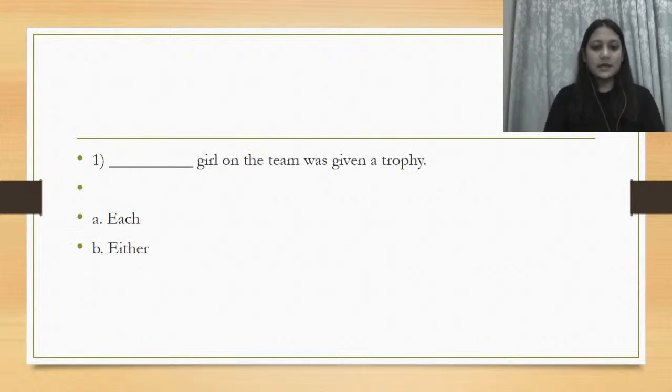Right? Next. Dash girl on the team was given a trophy. Okay, we have got the options here. It is each or either. So each girl on the team was given a trophy, or either girl on the team. Each girl in the team, whosoever was there in the team, got the trophy. So it says each girl on the team was given a trophy. Are we clear what it says? Because we are talking about each girl, right? Whosoever was there in the team, they all got the trophy.